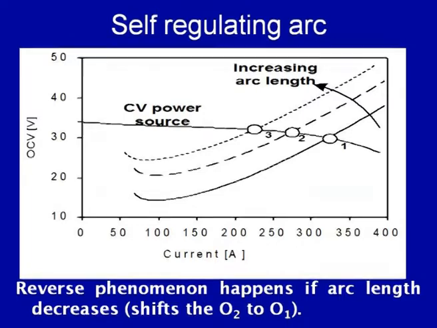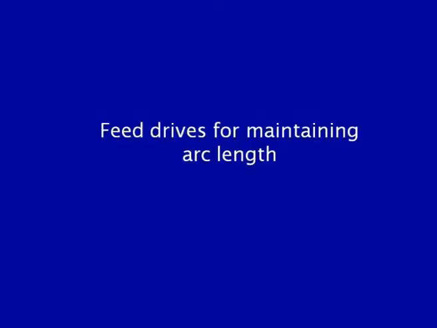But if the electrode diameters are large, then the melting rate will not be governed by the change in welding current so fast, and this method of maintaining the arc length will not be very useful. Under those conditions, a different approach is used for maintaining the arc length, and that is mainly based on the use of variable feed drive systems. We will be talking about that slightly later.